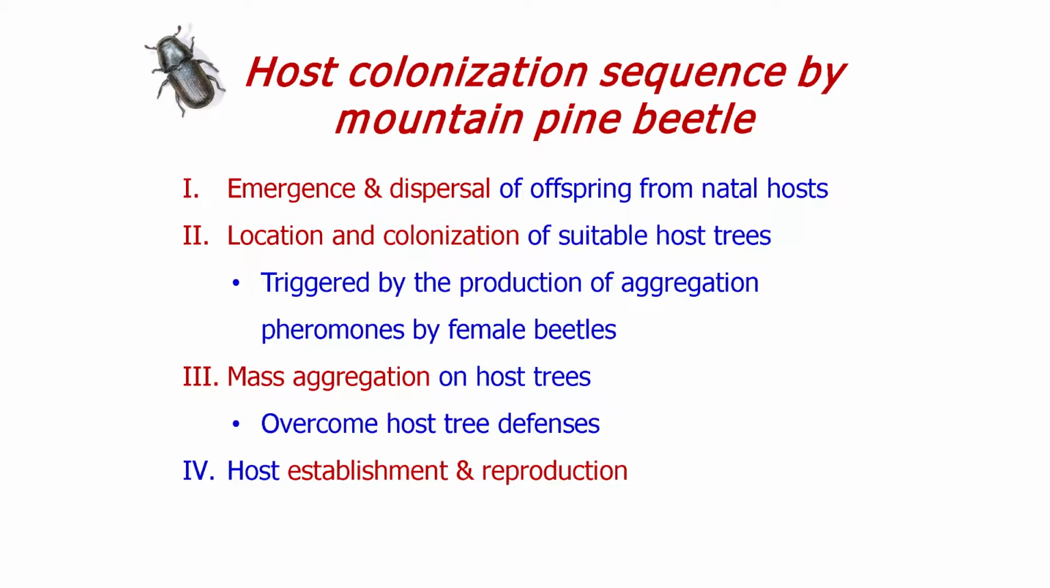And the third is mass aggregation. This stage is really characterized by overcoming tree defenses, basically whether the insects will lose the battle or the trees will. Depending on the outcome, the fourth and last stage is host establishment and reproduction, as I call it. In this case, the tree lost the battle and the insects are successful, but this is not the case all the time.